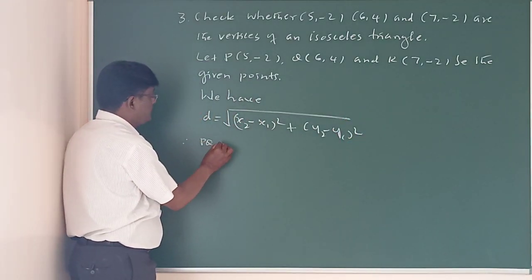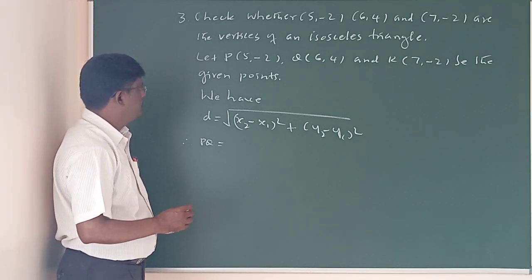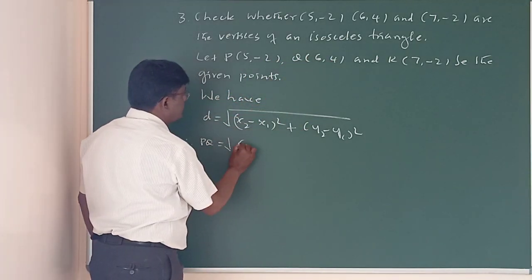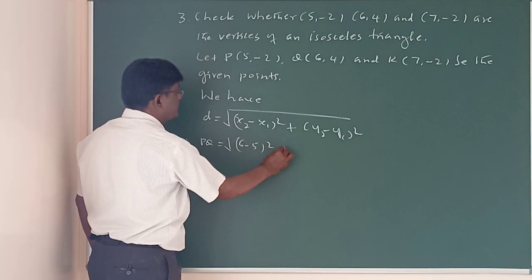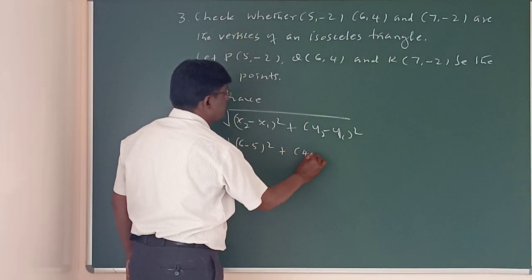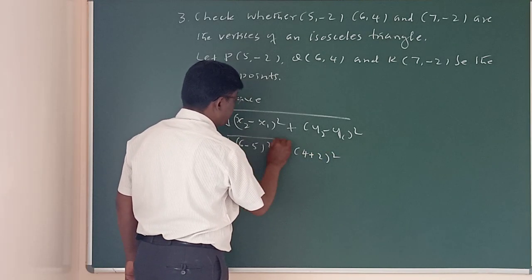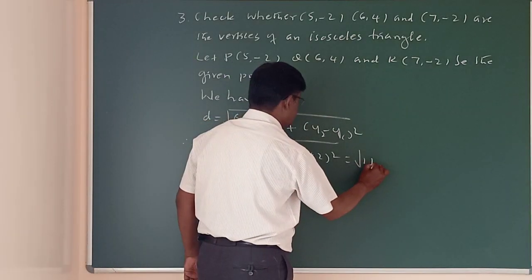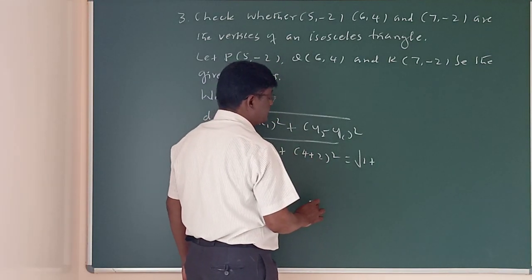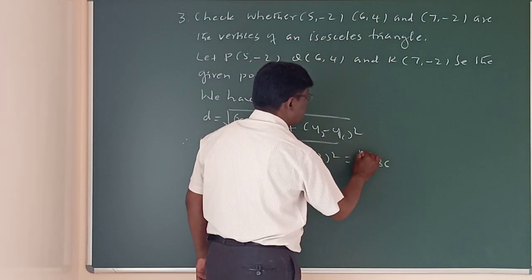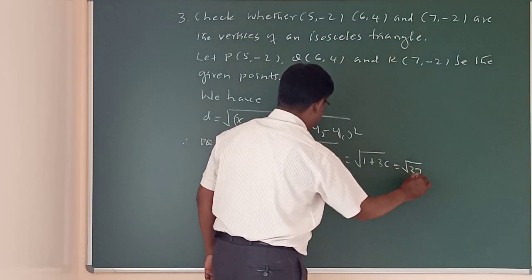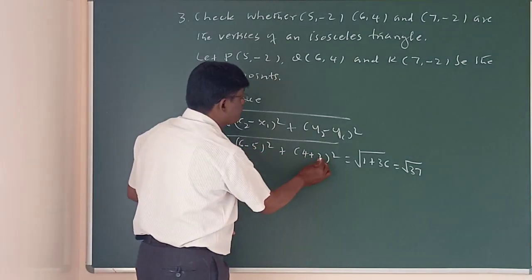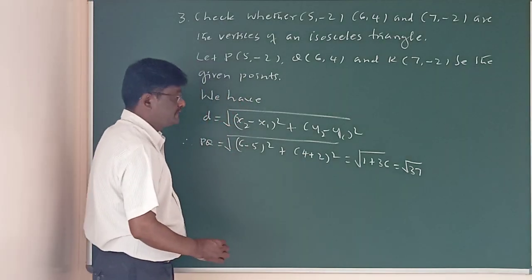Therefore, let us take PQ. Taking x1 y1, x2 y2, we get the square root of (6 minus 5) whole square plus (4 minus of minus 2, that is 4 plus 2) whole square. 6 minus 5 is 1, square is 1; 4 plus 2 is 6, square is 36. So 1 plus 36 equals root 37. Correct?